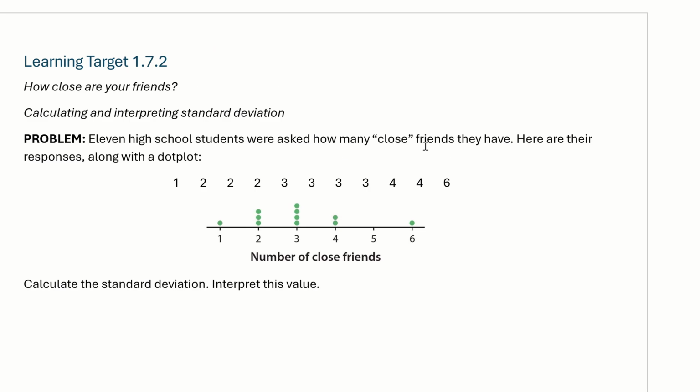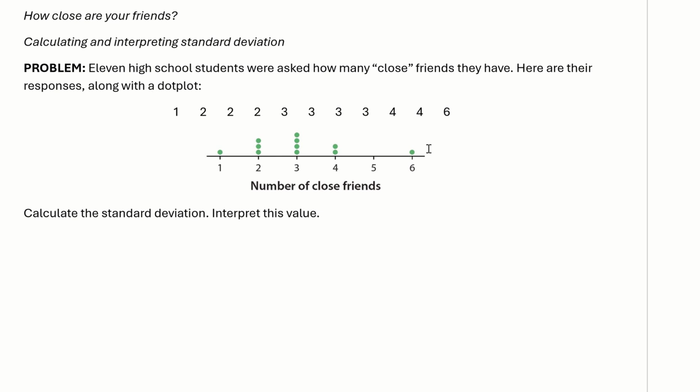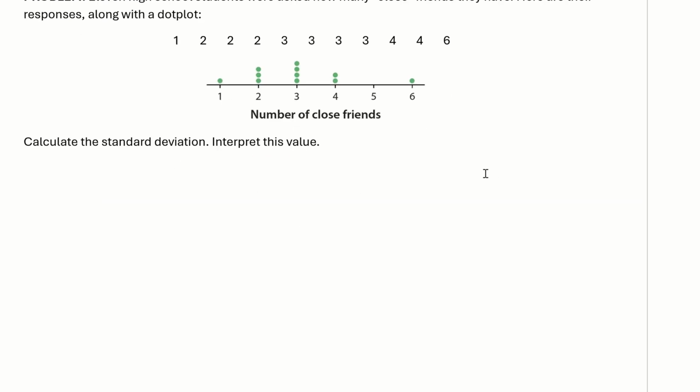All right, so learning target 1.7.2. 11 high school students were asked how many close friends they have. Here are their responses along with a dot plot. Calculate their standard deviation. All right, so let's write down the formula. The formula for the sample standard deviation is the square root of the sum of the squared deviations. The deviations are the distance between the value and the average, the mean, squared. You got to add those up, then divide them by n minus 1. And we're going to interpret this value after we calculate it.